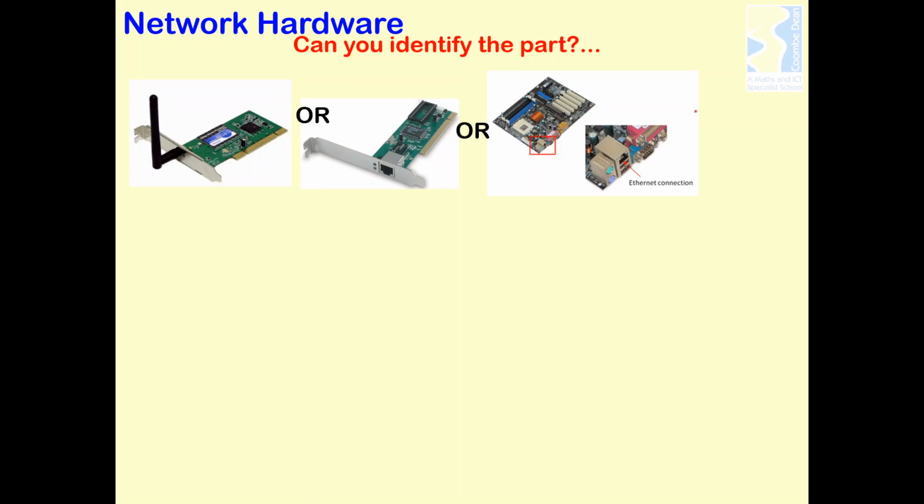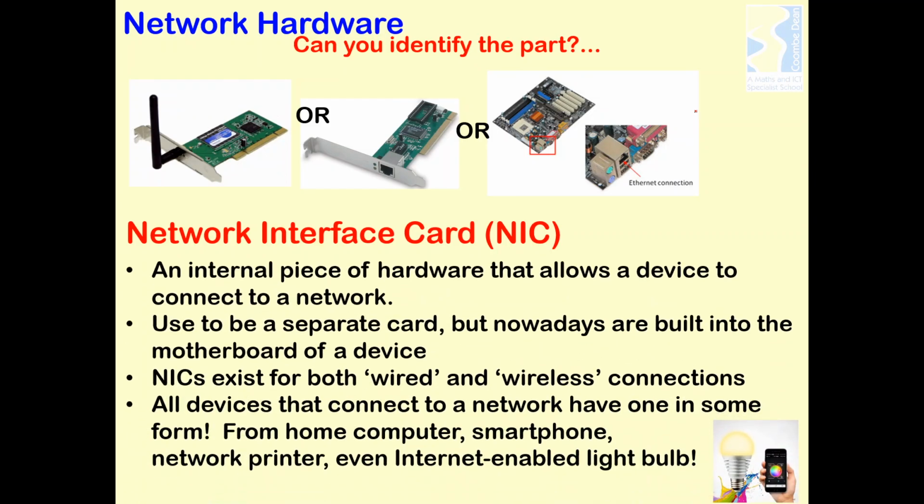The first one is this one here. This is the network interface card, or the NIC. The network interface card is a piece of hardware that allows a device to connect to a network. It could be a separate card or it could be built into the motherboard of the device. A network interface card can be both wired or wireless. So it could use a wire connecting into it, or it could be wireless, transmitted using Wi-Fi. Every device that connects to a network needs a network interface card in some format.